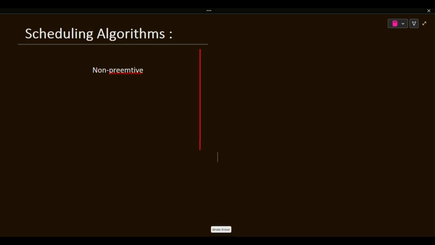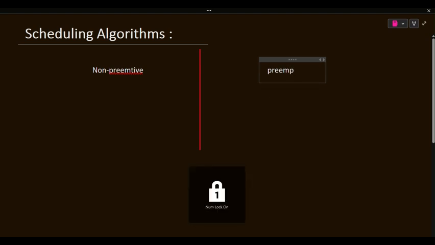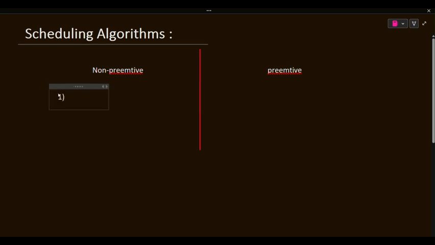Whereas in the non-preemptive algorithms, once the process is allocated with the CPU, it will not be preempted until it completes its execution. There are mainly two types of non-preemptive algorithms. First one is FCFS, and the second one is SJF, shortest job first.